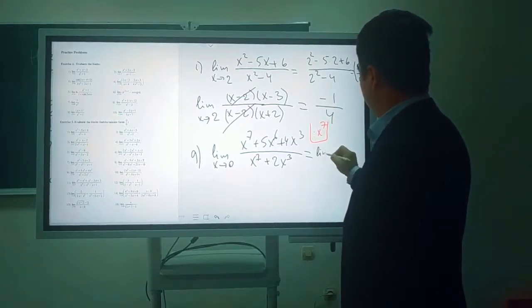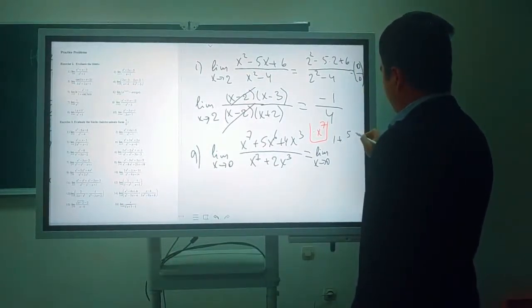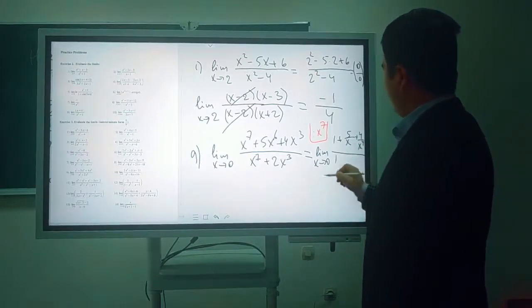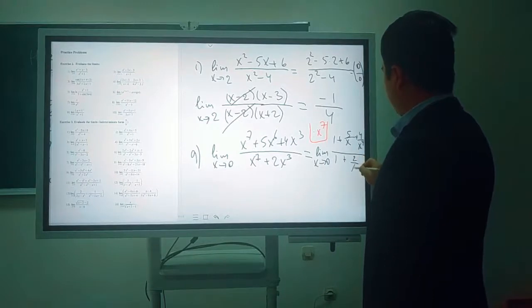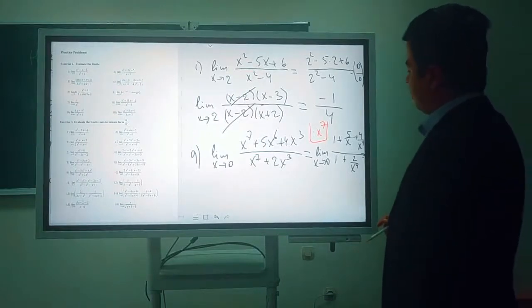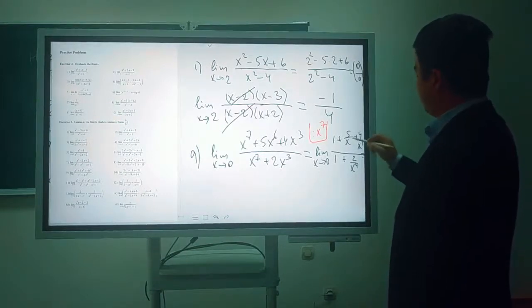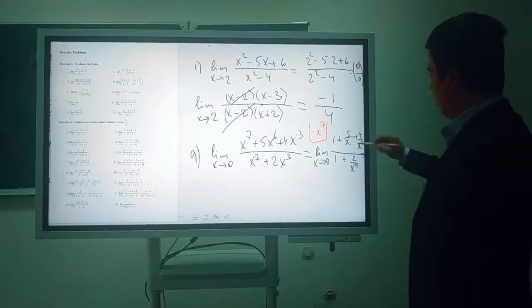Limit as x tends to 0. Here we have 1 plus 5 over x plus 4 over x to the 4th degree, over 1 again plus 2 over x to the 4th degree again. So now when x tends to 0, this tends to infinity, and this also tends to infinity, and this also tends to infinity.